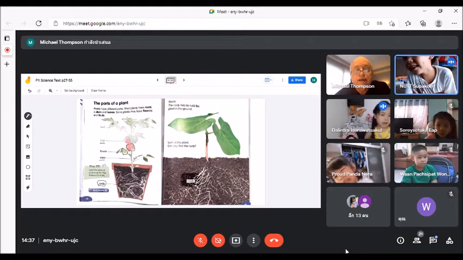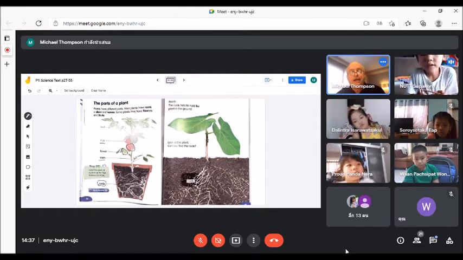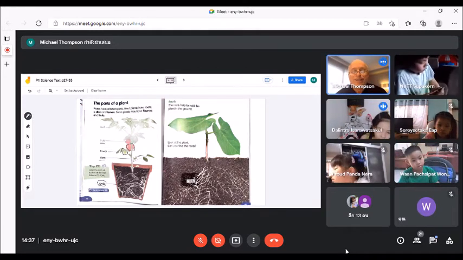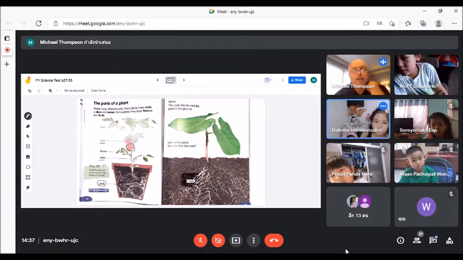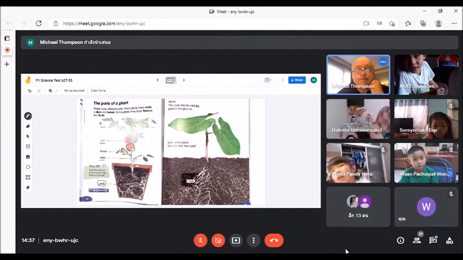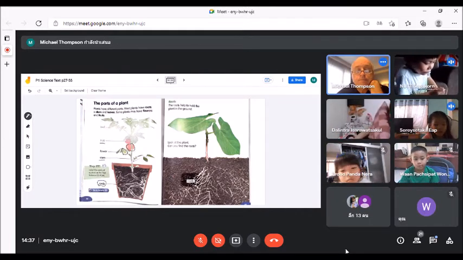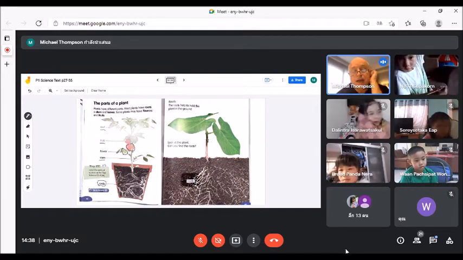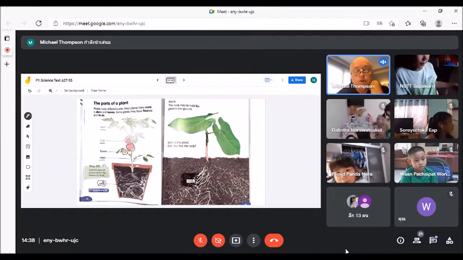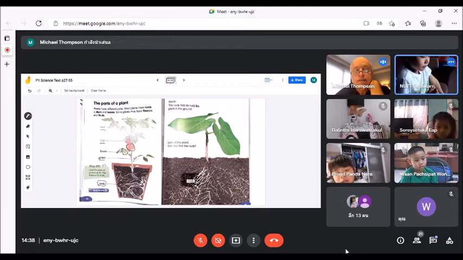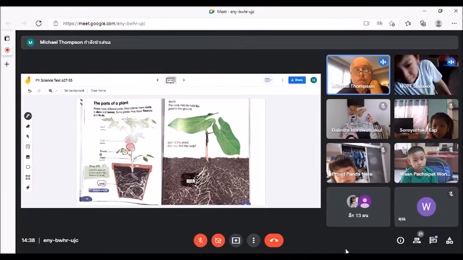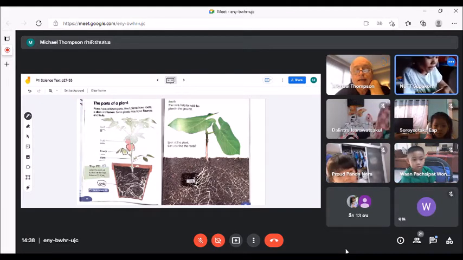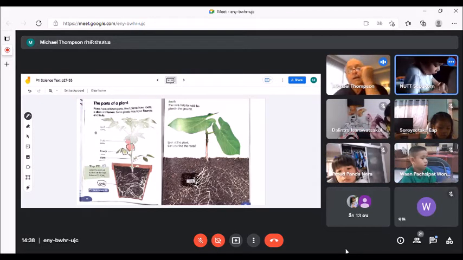I love fruit. Yeah, I love fruit too. And I love tomato. Yeah, I like tomatoes too. And what are these called? The green things. Leaf. That is a leaf. Those are the parts of a plant. We have roots, stem, flowers, fruit, and leaves. Or leaf. All right.